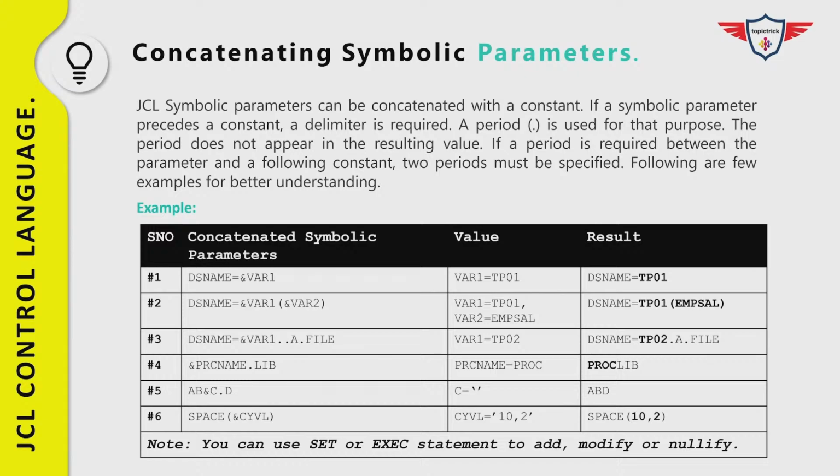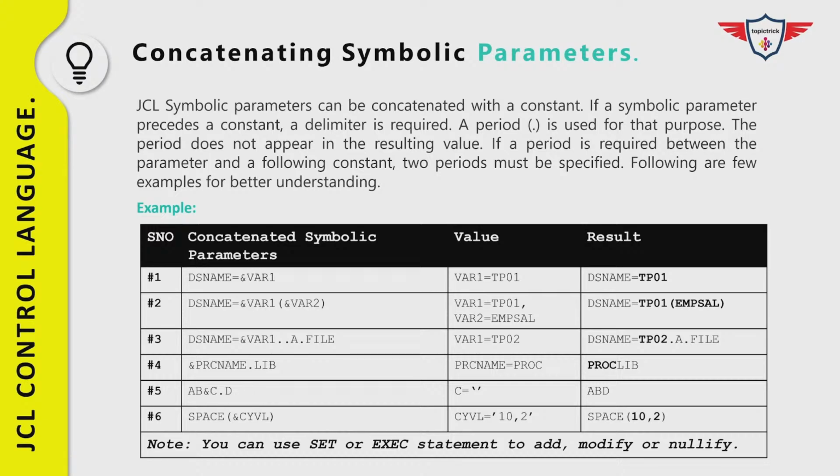So in the first example, you have DSN followed by an equal sign, and after that you have a symbolic parameter, %var1. The value that I've assigned to this is TP01, so the output is TP01. So DSN followed by an equal sign is going to have TP01 once it is translated. When you run your JCL, you'll have TP01.